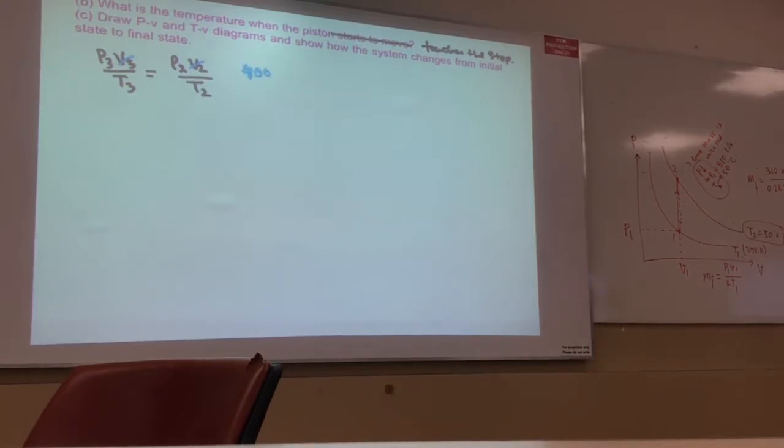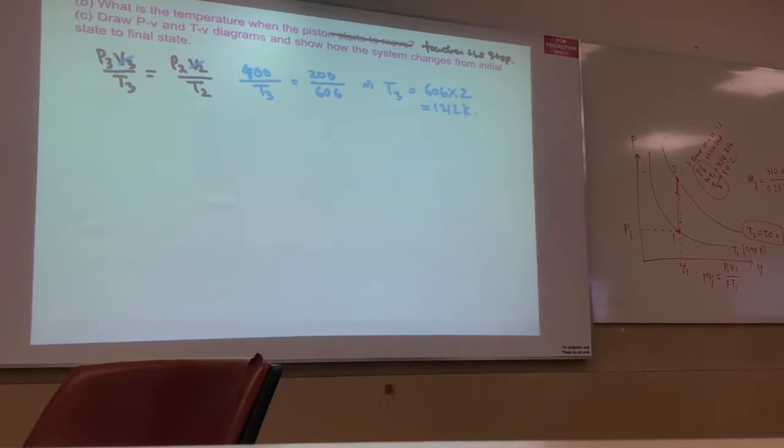400. What is T3? I do not know. What is P2? 200. T2? 306. So T3? Same answer, right? But the drawing is different.